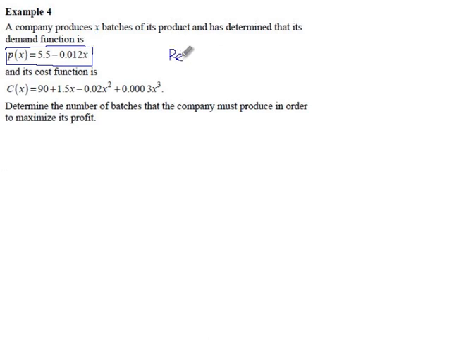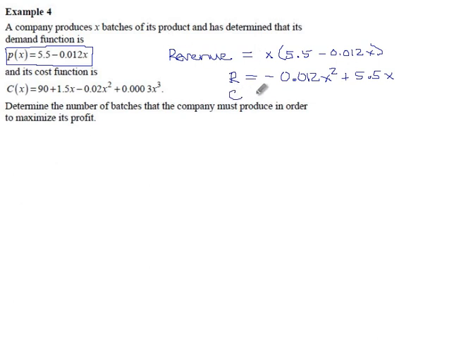You multiply that by the number of things, which is X here, to get your revenue. So revenue, the money you bring in, is going to be X times 5.5 minus 0.012x. I'm going to multiply that x through, and I'm going to fix the order of this as I'm doing it. So the revenue is minus 0.012x squared plus 5.5x. So that's how much money comes in.